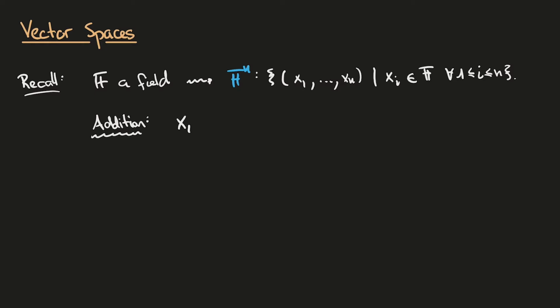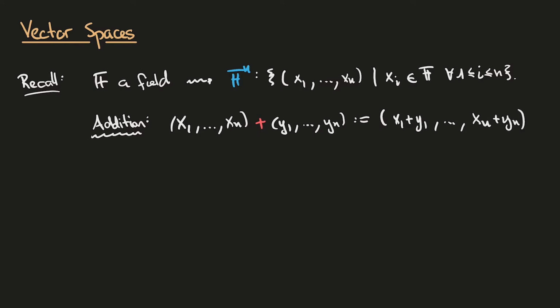If we have two elements of Fn, so x1 up to xn and y1 up to yn, then we define their sum to be x1 plus y1, comma, and so on up to xn plus yn. So this is just component-wise addition.